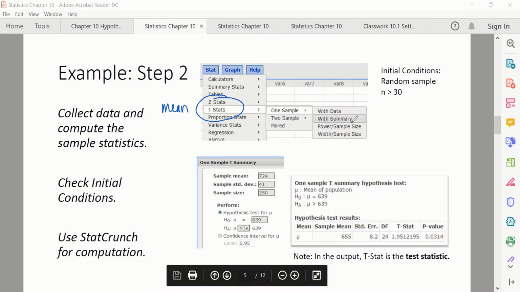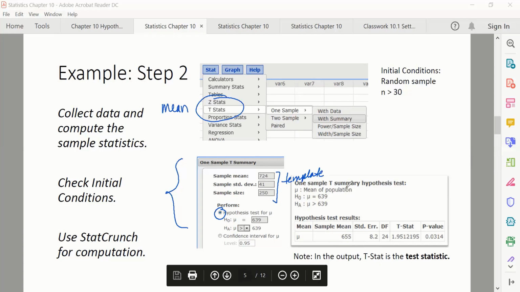One sample with summary, and this looks exactly the way it did before. But this time we're going to click on hypothesis test for the mean. We put in our sample mean, sample standard deviation, and sample size. This matches our template, which I did on purpose. So once you've got it on your template, you'll just copy it in here because you've already found the data. And we've already written out the hypothesis test, so we just have to change this to match the 639. And you click.